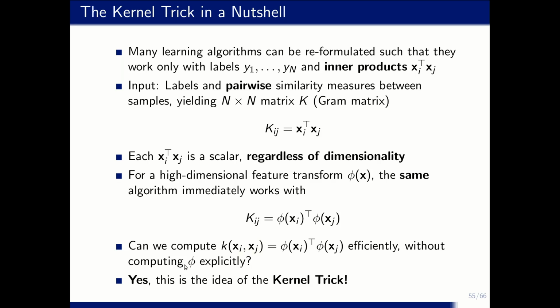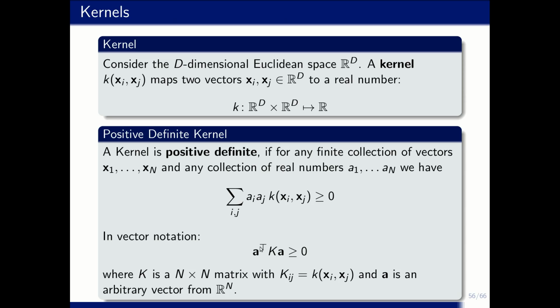Without explicitly computing our high dimensional features, we might be able to compute this inner product of this high dimensional feature space efficiently. So let's give some definitions. A kernel is simply a function which takes two feature vectors and returns a real number. Much like inner product, which also just takes two vectors and returns a real number, a kernel is just a function which takes two training examples and returns a real number.